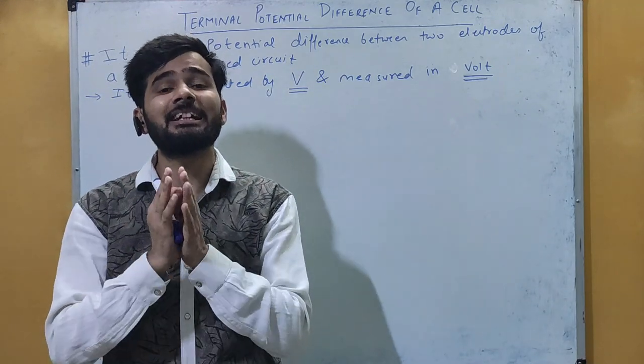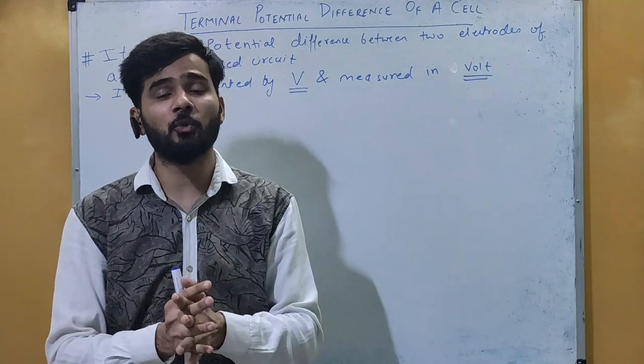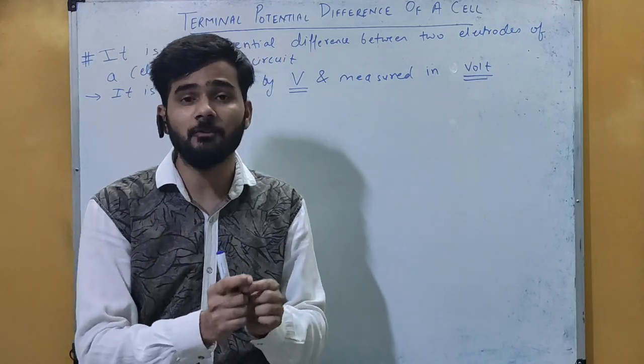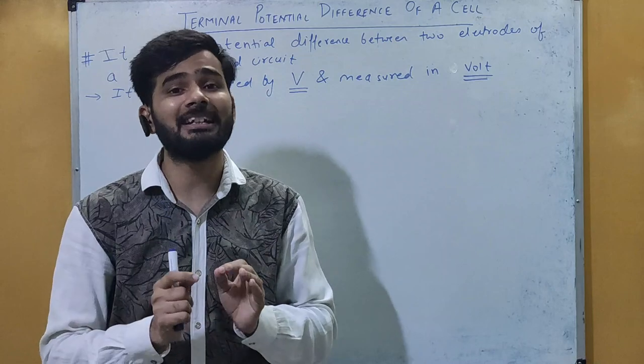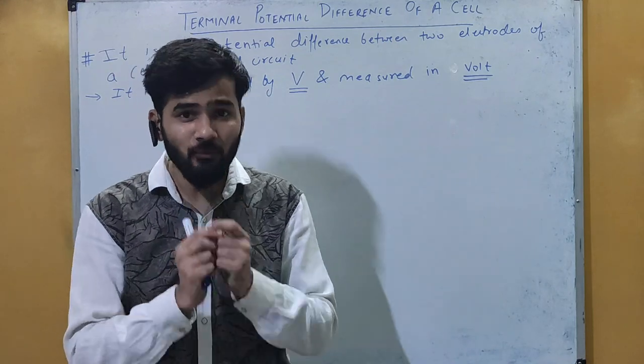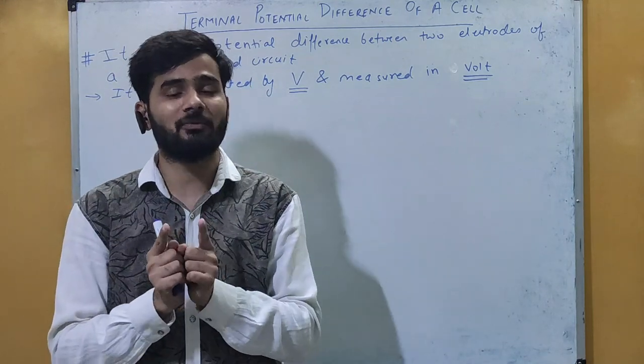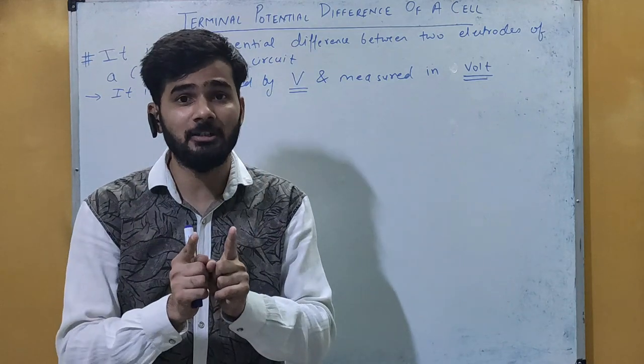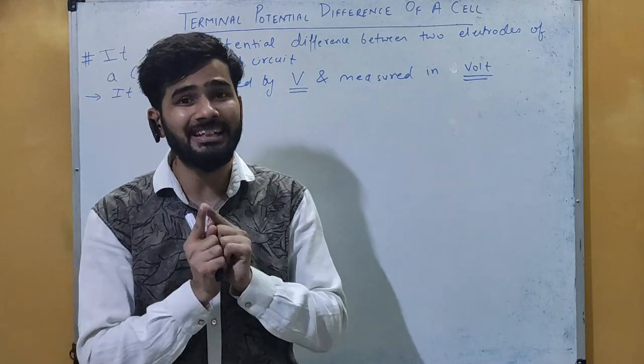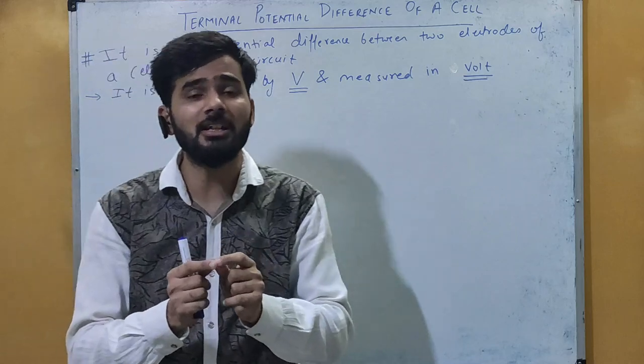Because we have studied the electromotive force. What is electromotive force? It is the potential difference between the electrodes when no current is drawn from the circuit. But between the same two electrodes of the cell, when we measure the potential difference while current is drawn from the circuit, that is called the terminal potential difference.